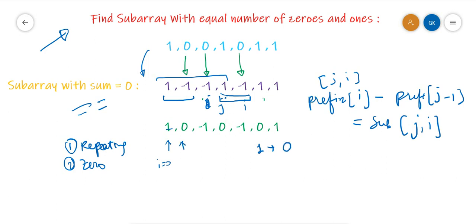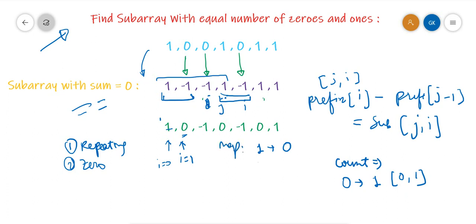We move to I equal to 1, and then we encounter 0. That means there is a subarray having sum 0 from the starting index till that index. So we increased our count to 1, which is from index 0 to 1, and we also stored that 0 is present at index 1.